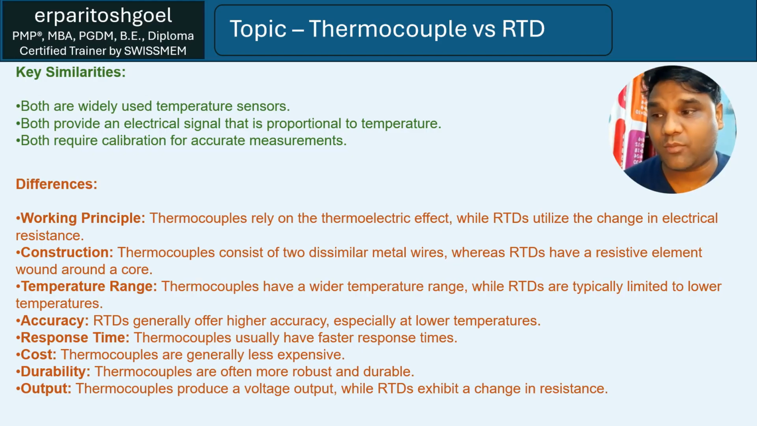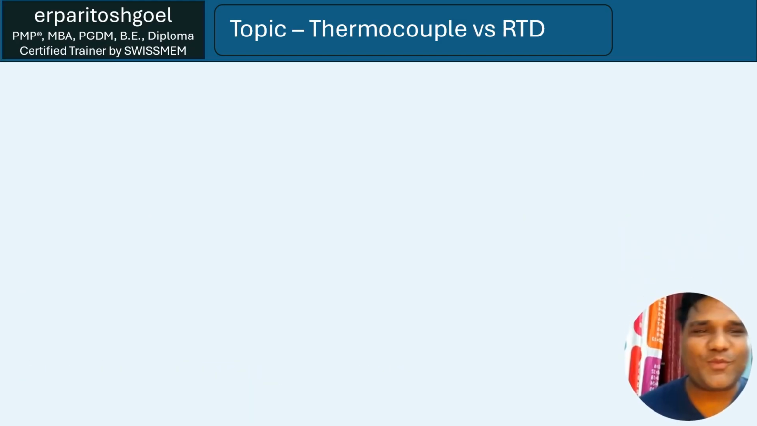Durability: thermocouples are more robust and durable. Why? Because they are made to work in an environment which is up to 2500 degrees Celsius, which is very robust. They need to work near the boilers, near the furnaces, so they are more durable. Output is also different, as we saw earlier. Both are temperature sensors, both are for the same application, but they are different.